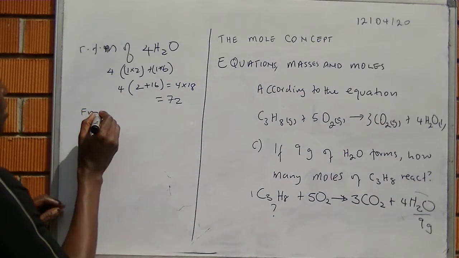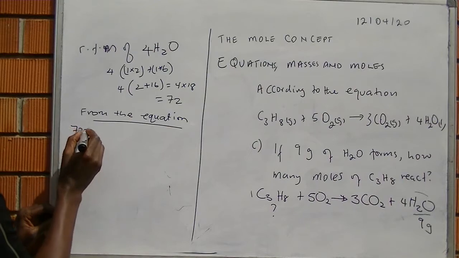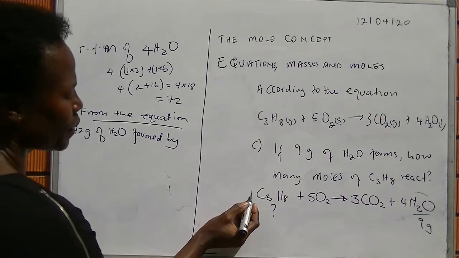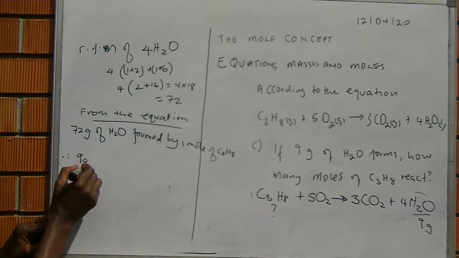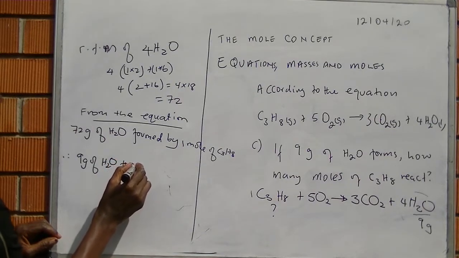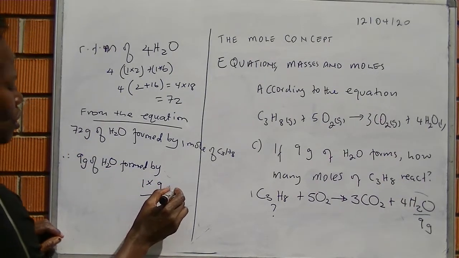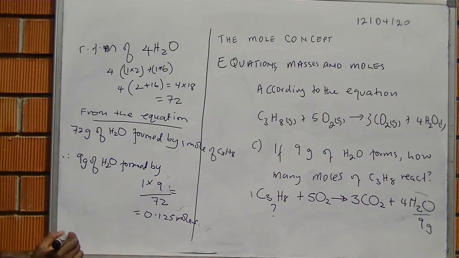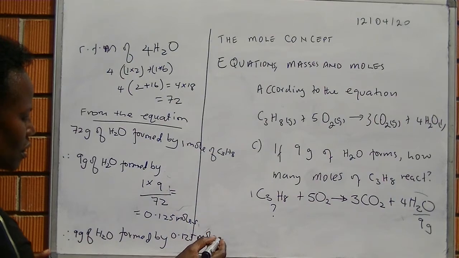Then you tell the examiner that from the equation, 72 grams of water are formed by how many moles of propane? 1 mole of propane. Therefore, 9 grams of water will be formed by, you cross multiply 1 times 9, then you divide by 72, which is equal to 0.125 moles. Therefore, 9 grams of water are formed by 0.125 moles of propane.